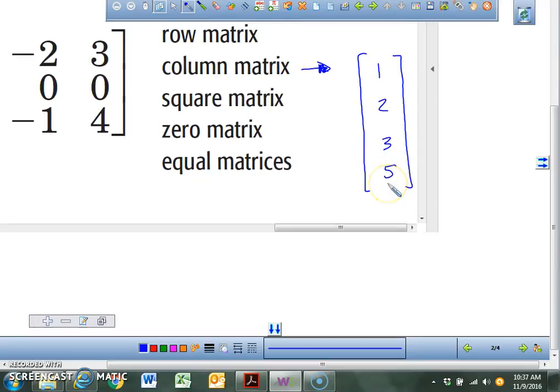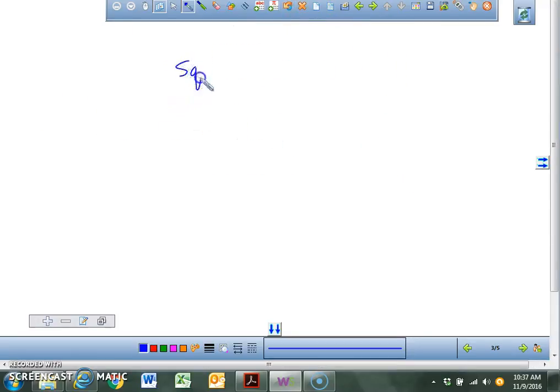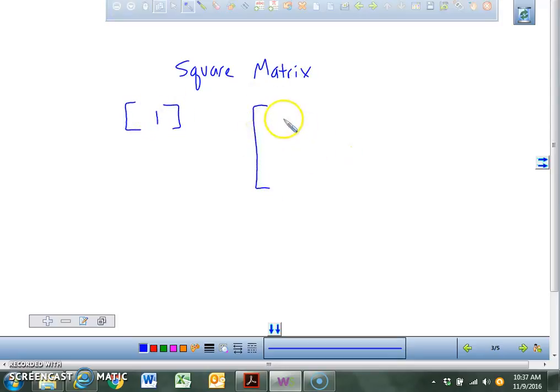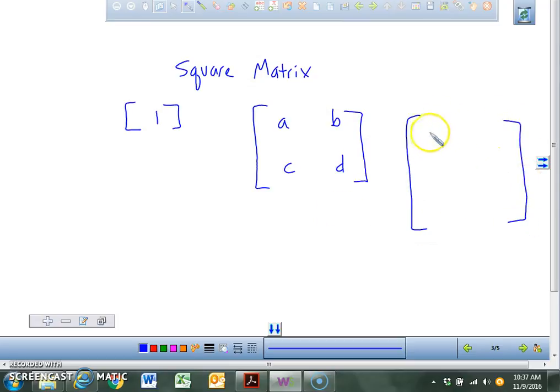I wonder what a square matrix is. Square. Okay. 2 by 2. Very good. So let's do that. Right here in your journal, write square matrix. I'm going to make a 1 by 1. I'm going to make a 2 by 2. I'm going to make a 3 by 3.